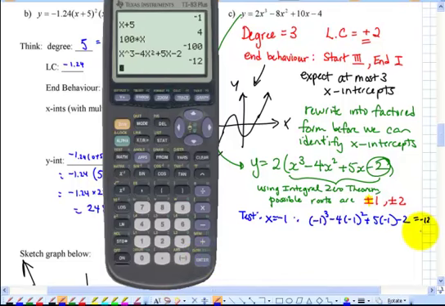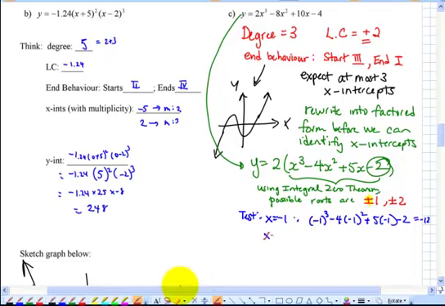I get -12. Okay, now here's the exciting part. -12 didn't work for me, so let's choose another one. Let's choose something like x equals 1. Well, instead of typing it out again, this is what you can do.